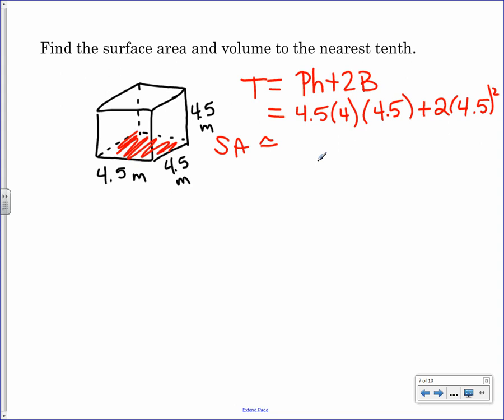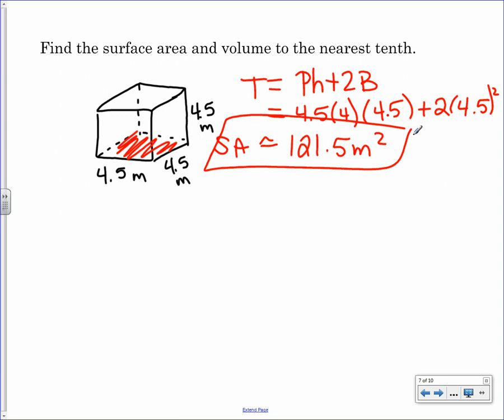Anybody think you have it? Just shout it out. 121.5 meters squared because it's area. Take your time, get it right. If you didn't, try it again, or let me see what you did. You probably just forgot a parenthesis somewhere or something. Oh, okay. Slow down, maybe. If you didn't get it right, let me know in a second.